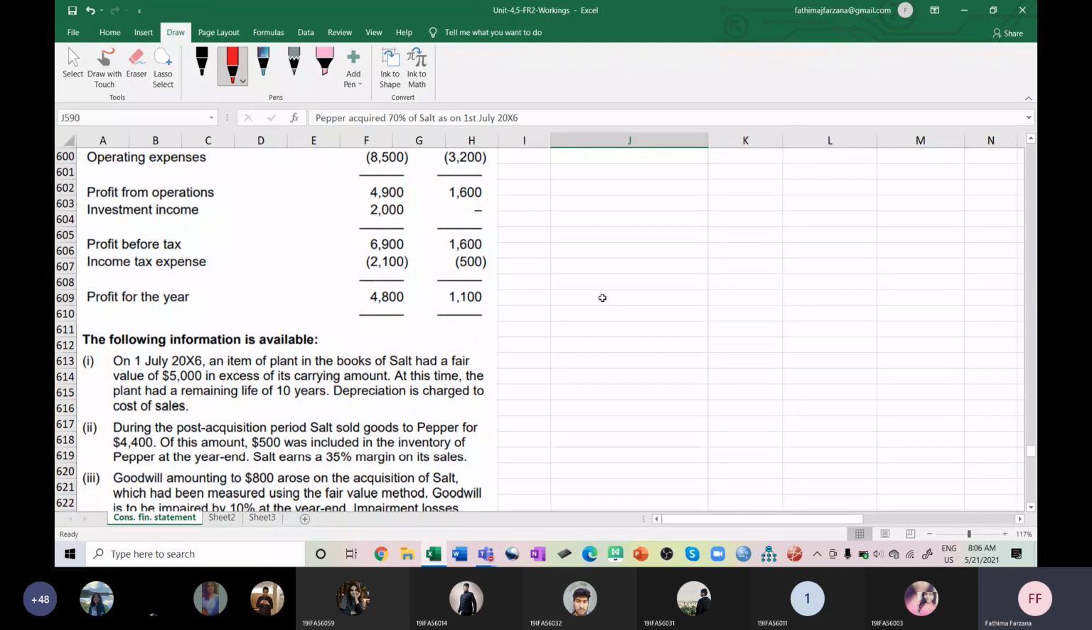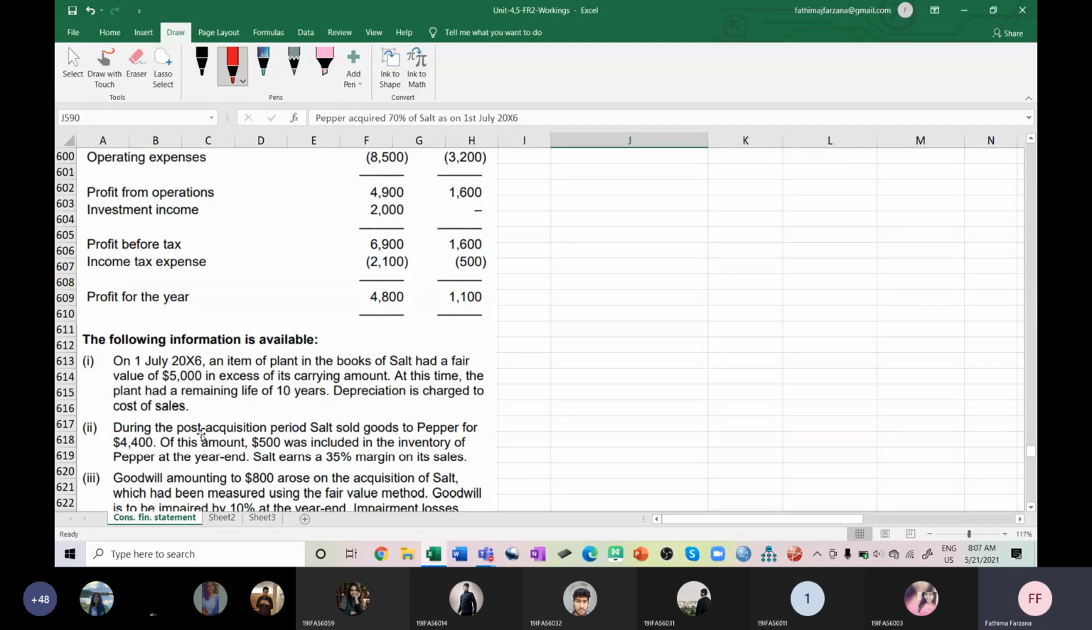Normally, I'm not following the book as such. I will be following my script. In the book, soon after this they went for NCI computation. I don't want to change the format. Last time we did the PUP, and then any depreciation part. So we do the same way. The first adjustment speaks about an item of plant on 1st July, at the time of acquisition, in the books of Salt, which had a fair value of 5,000 in excess of its carrying amount. At this time, the plant had a remaining life of 10 years.